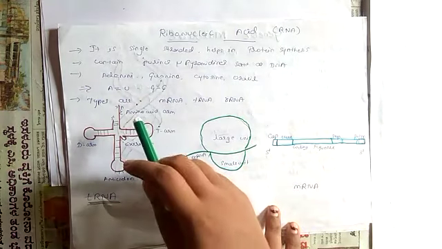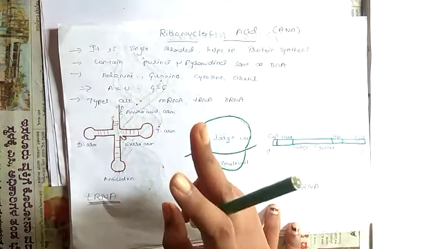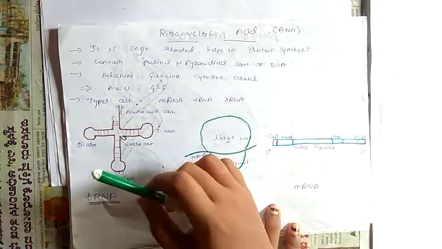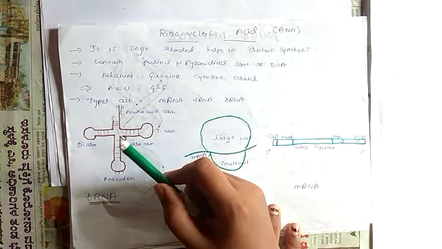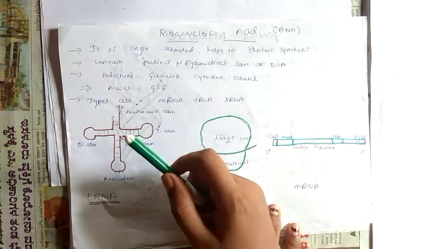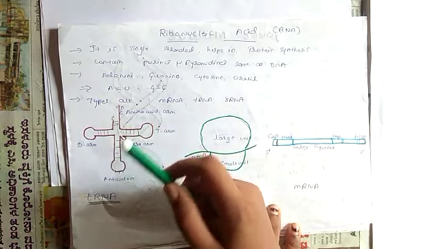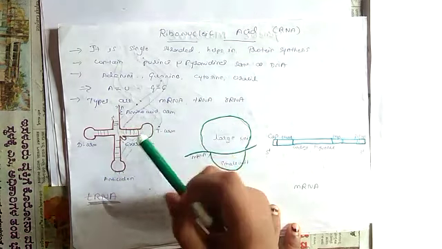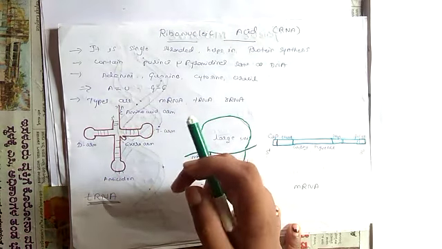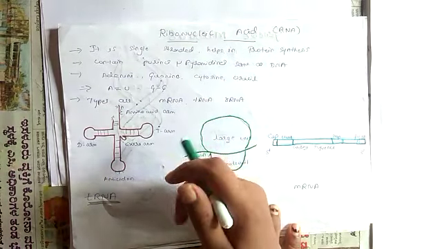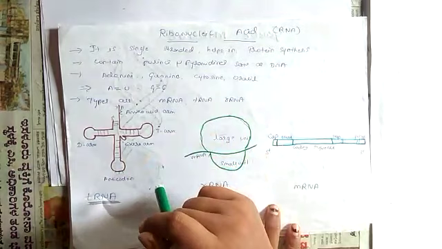There are usually two types of RNA, genetic and non-genetic RNA. Genetic RNA is where RNA is itself the genetic material, in the case of viruses. Examples are coronavirus and HIV virus and all these things. Genetic material itself is RNA.